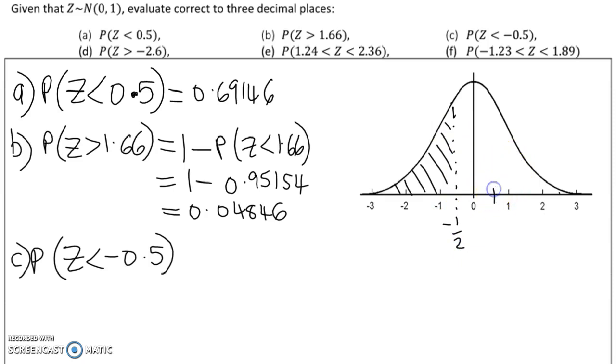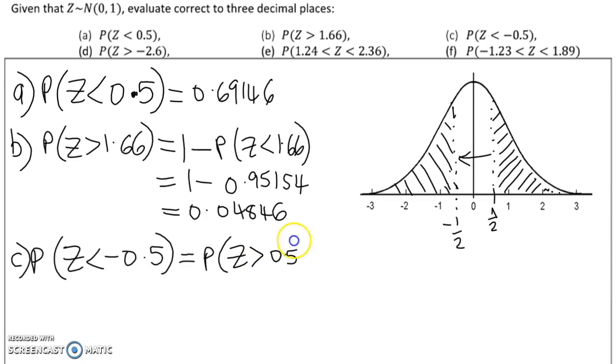Now we can look in the table and get the value for positive a half. And the table will give us the area to the left of positive a half, which will not be the same as what we're trying to find here. So the area I've shaded in is the area we want, which is the same as this area. But the table doesn't give us the right hand side. The table gives us the area to the left. So first of all I'm going to write that the left shaded area, which is what the question is asking for, is the same as the right hand shaded area. So I'm going to put the 0.5 there. So that's this right hand area, greater than 0.5.